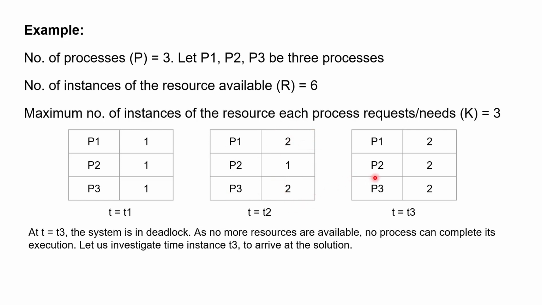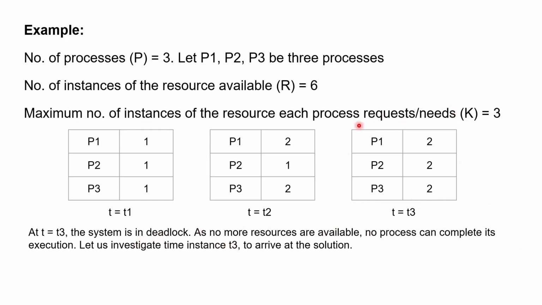Now assume that at time instance t3, p2 and p1 again request 1 unit of resource r. Now the operating system grants 1 resource to p2, but the request of p1 cannot be granted since no more resources of r are left. So if we carefully observe, after time instance t3, the system will be in deadlock because no more requests can be successfully granted, and also we cannot forcefully preempt a process. So after time instance t3, the system is actually in deadlock, since there are no more resources available and no process can complete its execution.